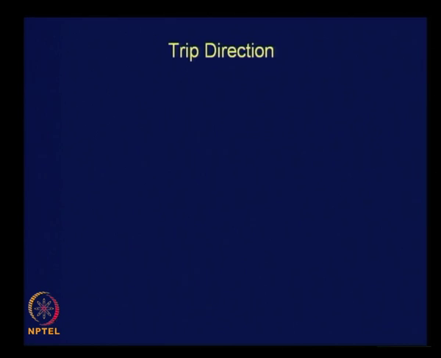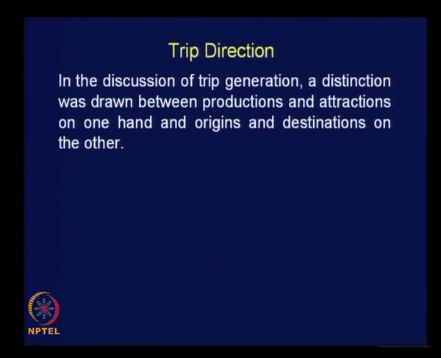Then about the third aspect that we listed initially, the direction of movement, trip direction. In the discussion of trip generation, a distinction was drawn between productions and attractions. We differentiated between productions and attractions, and we did not bother about the direction of movement while doing trip generation analysis, isn't it? We never assigned direction of movement in trip generation analysis, right.